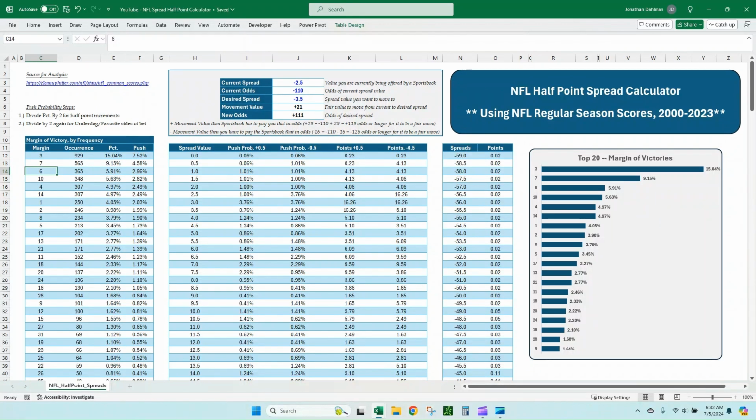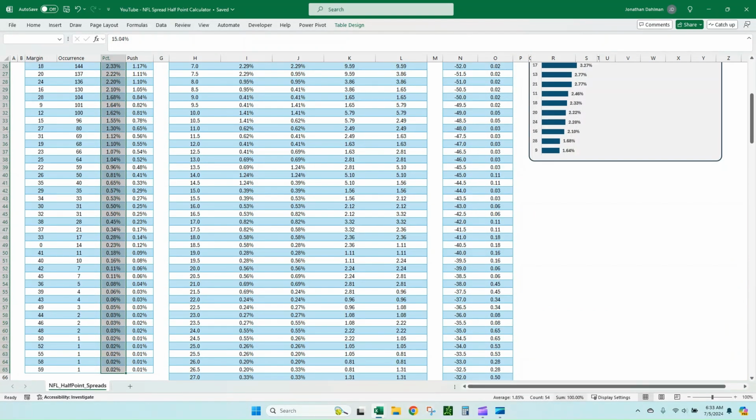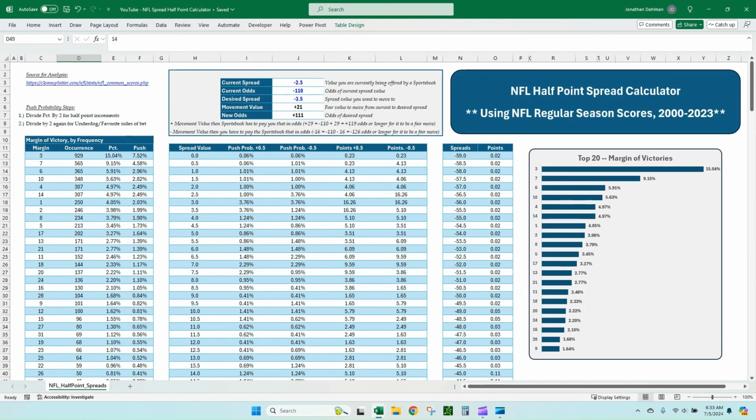6, 10, 4. And I have a graph over here that shows the top 20 margins of victory and the percent of time that those are met. If we add up column E here, you can see we're at 100%, so every single game has an outcome. You can see zero here, so we had 14 draws over the last 24 years, and that's the base.